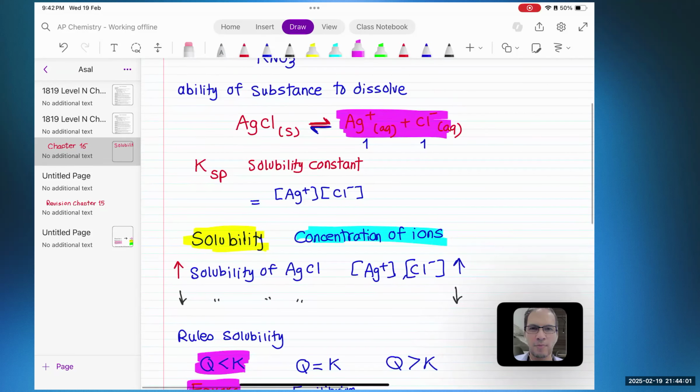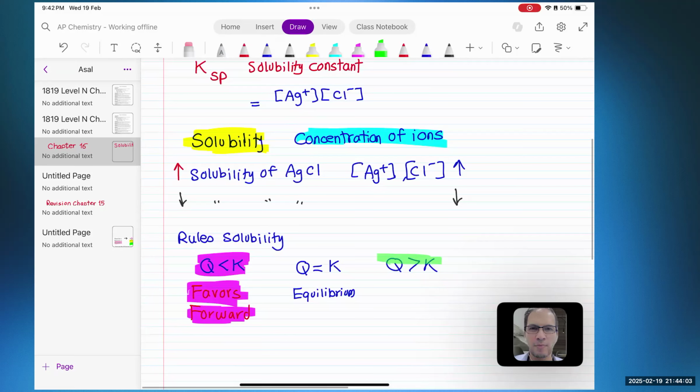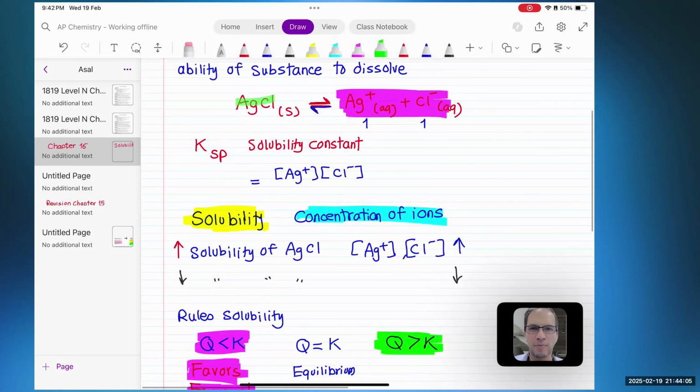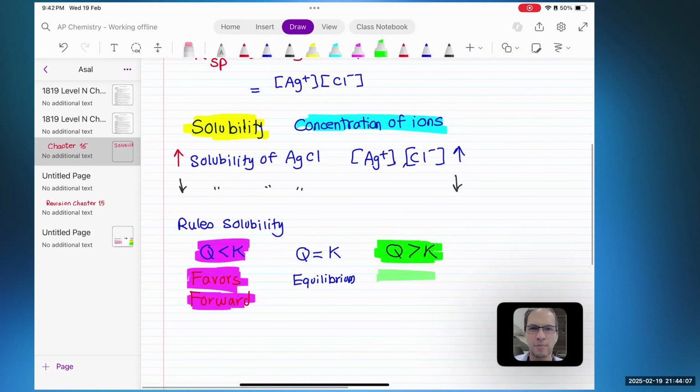طب لو حصل العكس يا مستر إن الـ Q is more than K، لا في الحالة دي it favors the backward. So it mainly will form the insoluble substance. طيب تاني يبقى الـ Q if it is less than K يبقى reaction mainly is proceeding forward أو to the right، عاملة لي products forming products. هنا mainly is forming reactants if it is more than K.